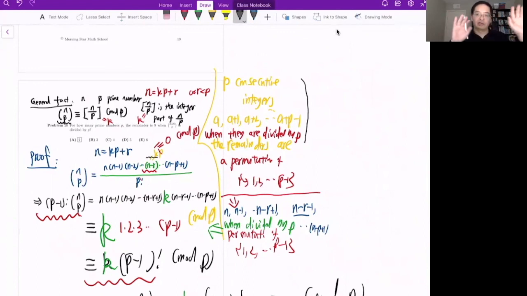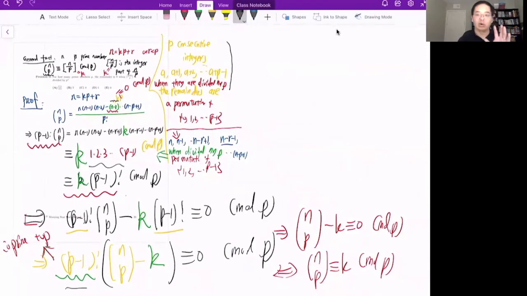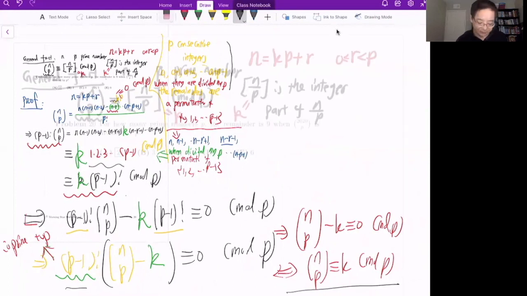So the others is just from 1 to p minus 1 permutation. So we multiply together. This is what we have. Also, we use the fact that (p minus 1) factorial, because p is a prime number, is co-prime with p. So we can just get rid of it, and this is the proof of the fact.